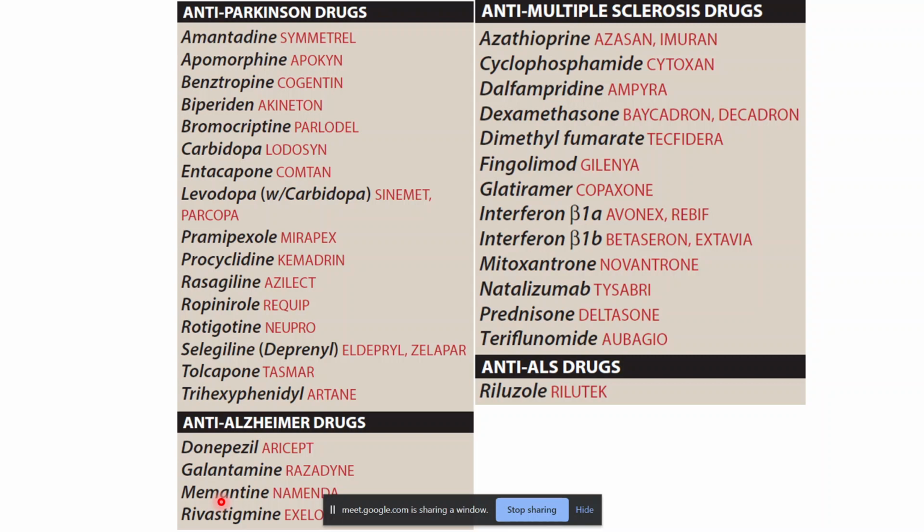And usually symptoms are indistinguishable from Alzheimer's disease, and it can be used as a combination.